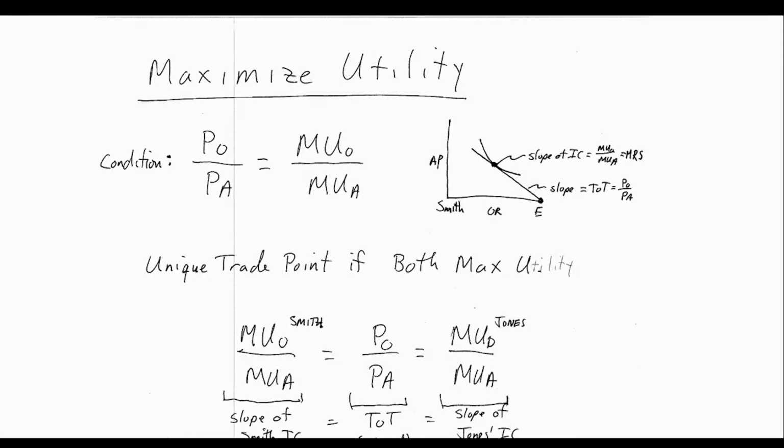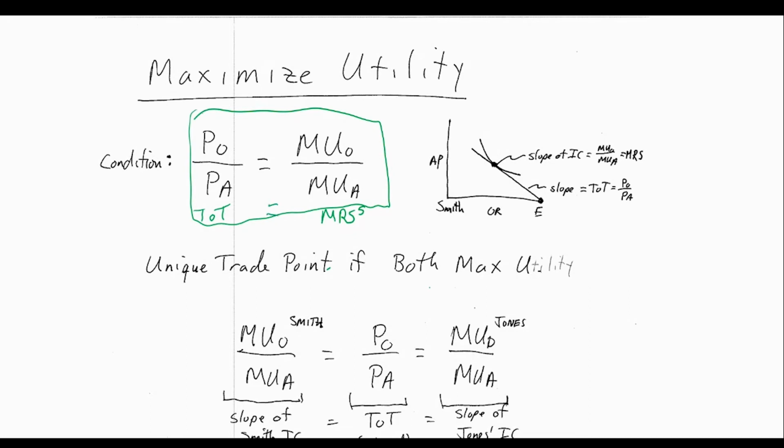Now, the condition mathematically for maximizing utility is given here. It's PO over PA is equal to MUO over MUA. But these are terms we've already defined in the previous slides. In particular, PO over PA is a terms of trade in moving from the endowment to the point to which they trade. And MUO over MUA is the marginal rate of substitution for an agent like Smith.